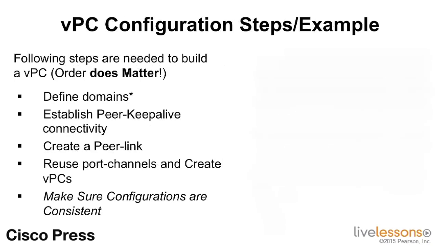And now let's take a look at the configuration steps before we hop into the actual configuration window. So the following steps are needed to build a VPC domain, and the order does matter. So first, we define our domains. We establish the peer keepalive connectivity. We create our peer link. We reuse port channels and create VPCs, or create new ones for that matter. And we want to make sure, of course, that our configurations are consistent. So now let's hop into the actual CLI.